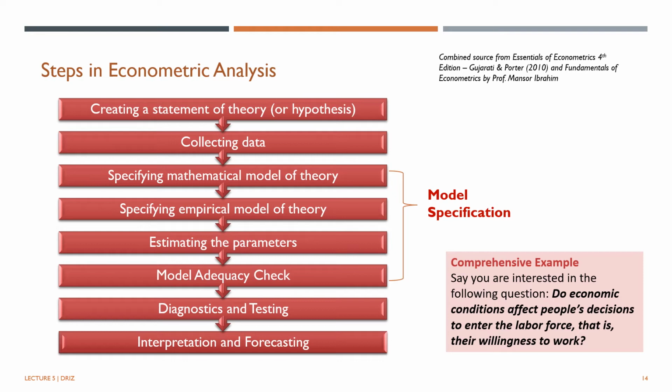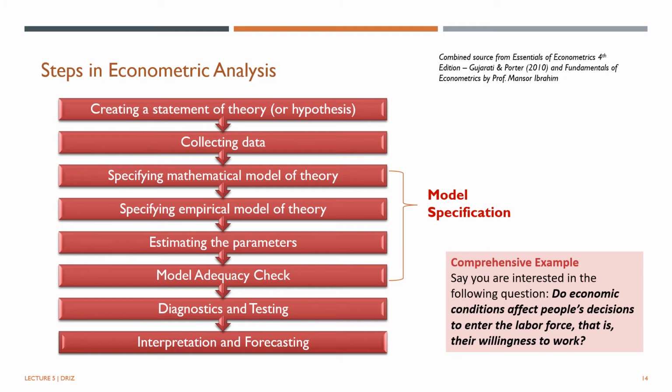We then specify the mathematical and econometric model of the theory, estimate the parameters of the chosen econometric model, and check for the model adequacy. We also test the hypothesis derived from theory by running regressions. All this falls under model specification. Researchers also need to apply diagnostic tests to check on the robustness of their model. And finally, we use the model for prediction or forecasting.